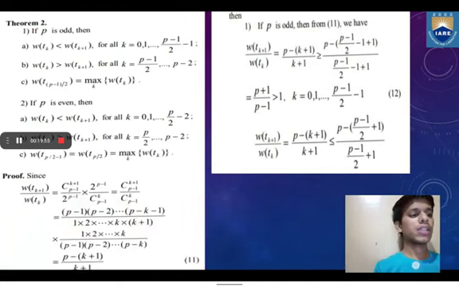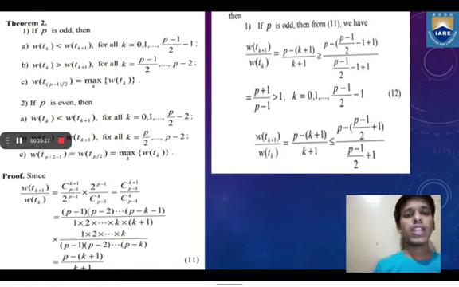Next, our theorem 2. If p is odd, then W(tk) should be less than W(tk+1) for all the values of k, and W(tk) should be greater than W(tk+1) for all k equal to (p−1)/2, ..., p−2, and W(t_{(p−1)/2}) should be equal to the maximum of W(tk).